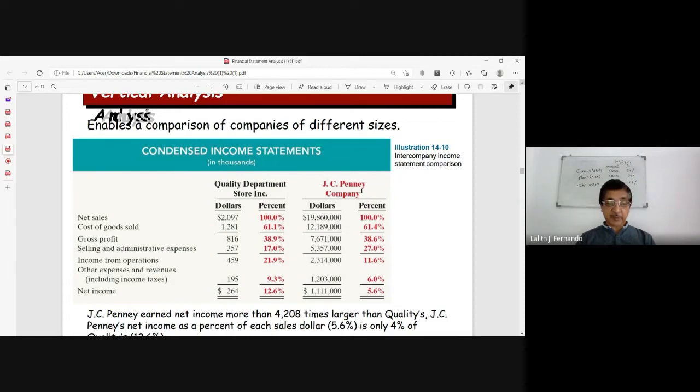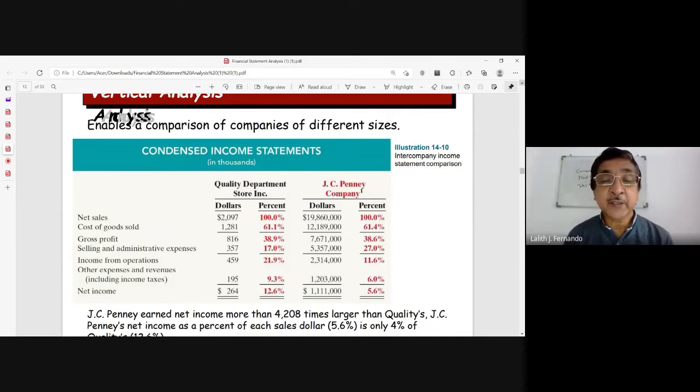Now in dollar terms, it is given. Net sales being taken as 100% or the base, by taking into consideration net sales as the base, the others are calculated as percentages. Cost of goods sold is 61.1% of the sales.